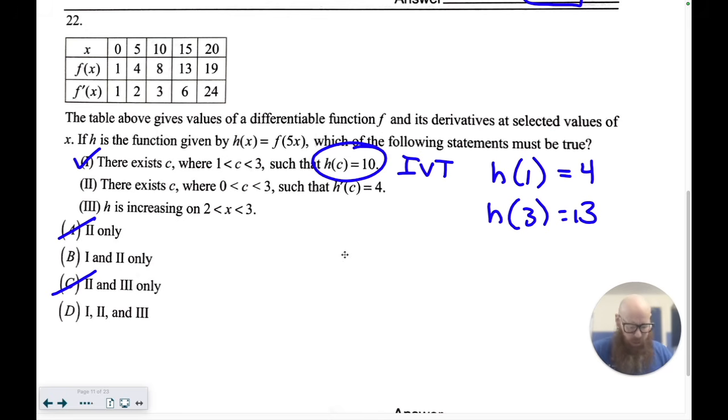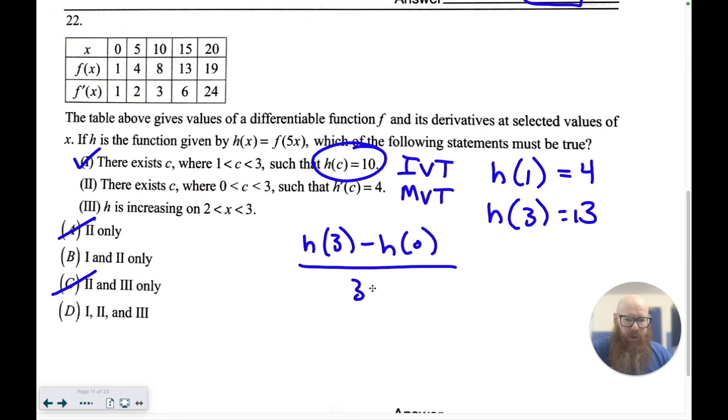All right, so now we're going to check number 2. Well, the language is similar to up here, but they're talking about the derivative. That's MVT, or mean value theorem. That's f of b minus f of a over b minus a. So now we want h of 3 minus h of 0 over 3 minus 0. If it's differentiable and continuous on that interval, then the mean value theorem is going to say that somewhere the derivative is equal to this value.